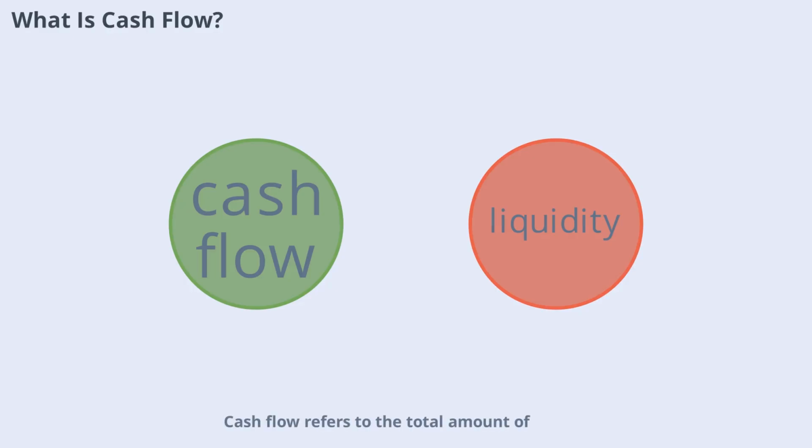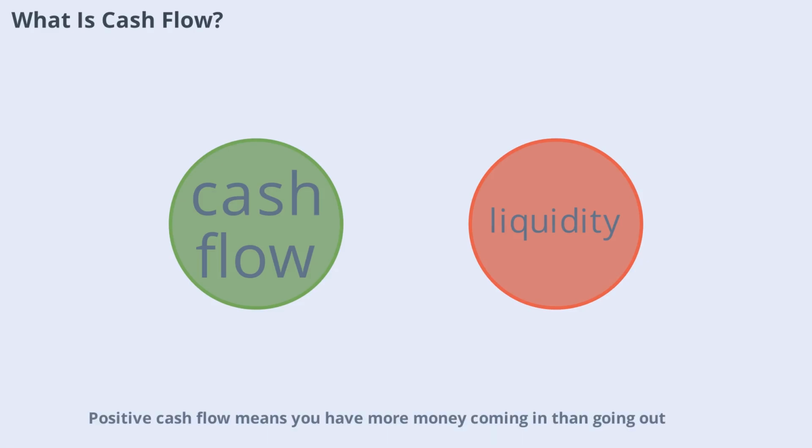Cash flow refers to the total amount of money being transferred into and out of your business. It's a measure of your company's liquidity and its ability to meet short-term obligations. Positive cash flow means you have more money coming in than going out, while negative cash flow can signal potential trouble. By keeping a close eye on your cash flow, you can make informed decisions and avoid unexpected financial challenges. Understanding this concept is the foundation for effective forecasting.